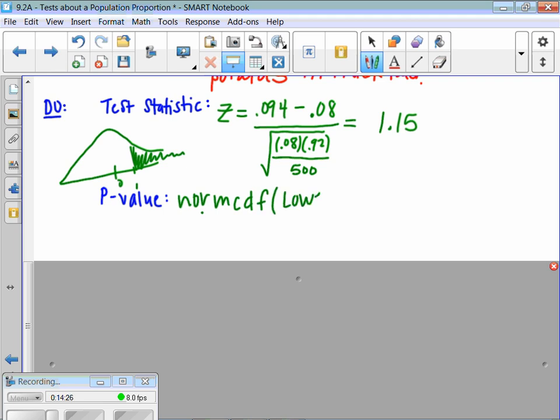What's my lower bound going to be? 1.15. What's my upper bound going to be? 1,000 or 10,000. We standardized it. Mean of 0, standard deviation of 1. And we get a p-value of 0.1251.